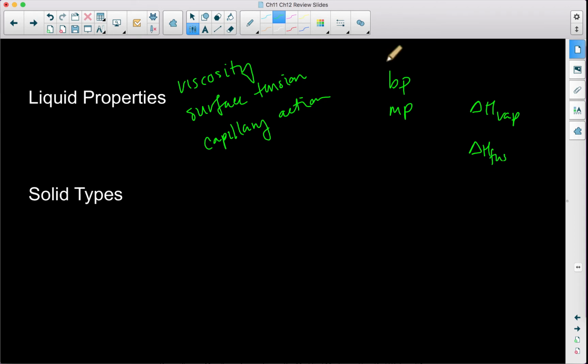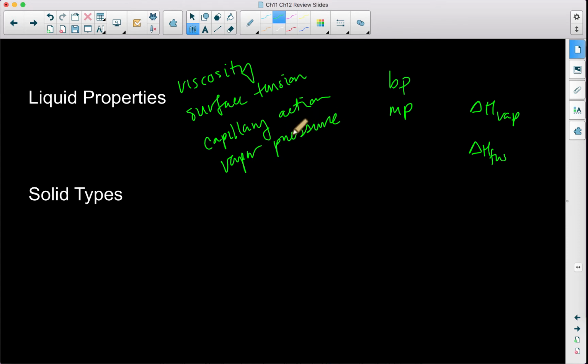Now, all of these are actually based on IMFs. Higher IMFs, higher viscosity; higher IMFs, higher surface tension; capillary action varies, it depends on what it's working through, but capillary action is also a liquid property. Boiling point and melting point are higher if there are stronger IMFs. Vapor pressure, that was the other one.